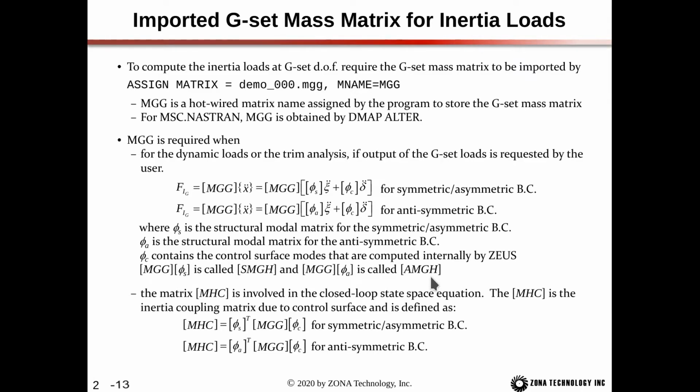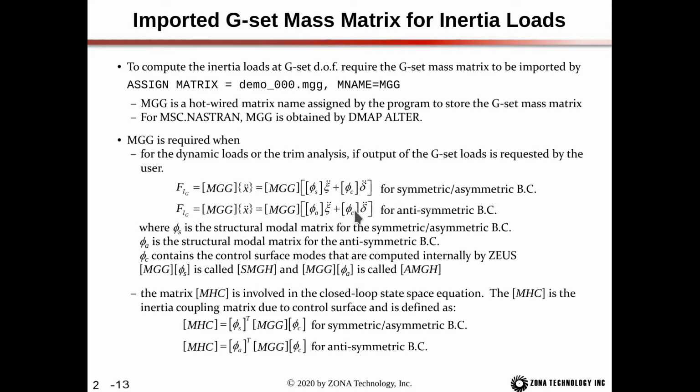So from Nastran, you can either output the MGG matrix alone, and then ZEUS will compute SMGH by MGG times phi S, or from Nastran, you can do this multiplication and output the SMGH matrix from Nastran and then import SMGH directly, and ZEUS will use that. However, you still need the MGG to compute this MGG times phi C.